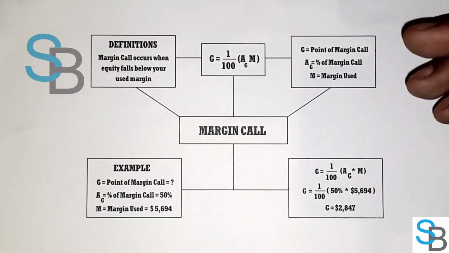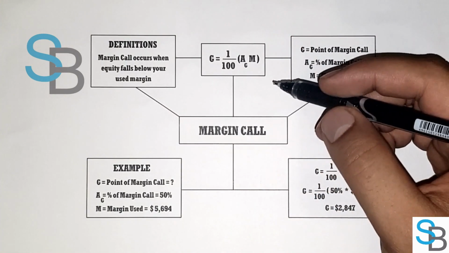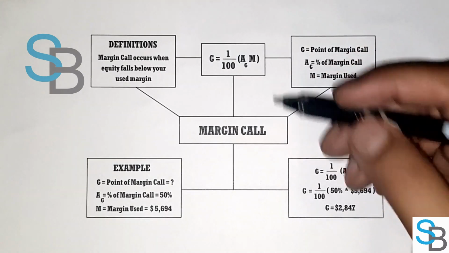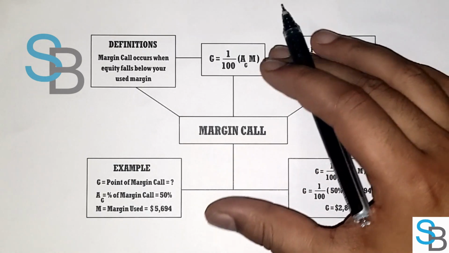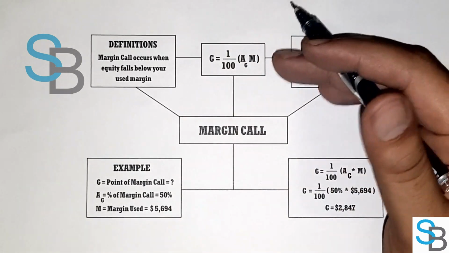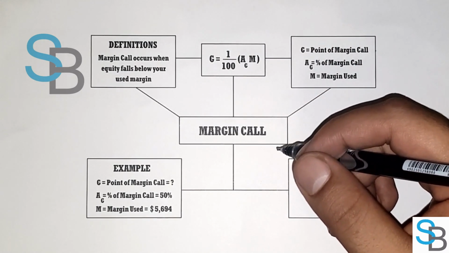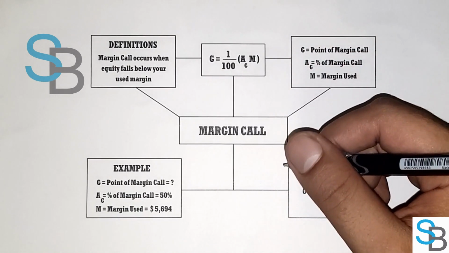When you've opened a trade and the market moves against you, eventually you get a margin call, which is a warning or a notification by your broker to let you know that your equity has fallen below your used margin. At this point, either you can close some of your trades or deposit more money in your account to keep your trades open. Otherwise, after some time, your broker will forcefully close your trades at a certain point of loss.